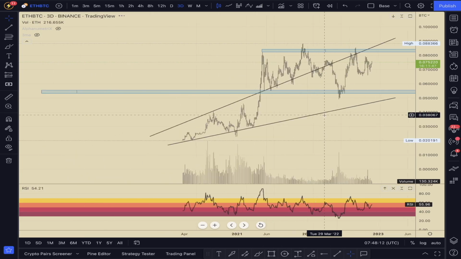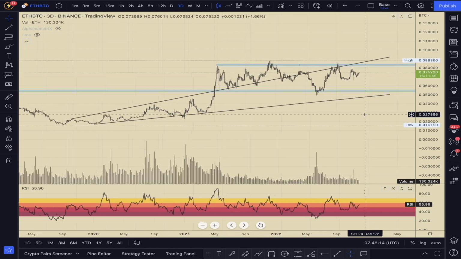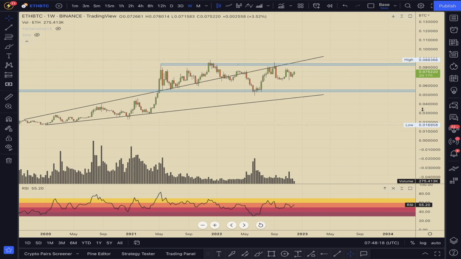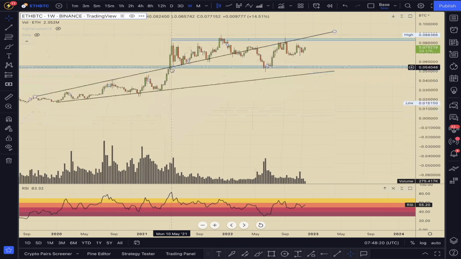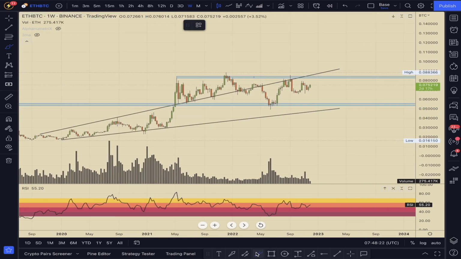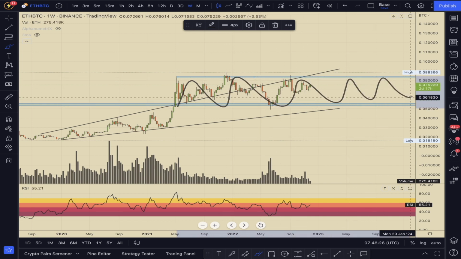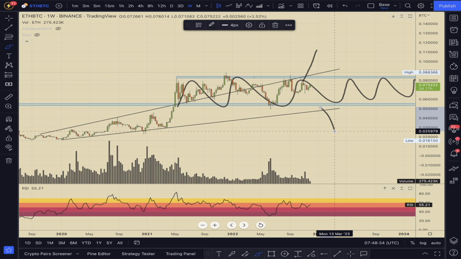Taking a look at ETH BTC, just more sideways chop. Let's actually go to the weekly chart on this one. More sideways chop. We are trapped between 0.05 BTC per ETH and 0.08 BTC per ETH. So the assumption is that the trend will continue. We will trade sideways through this range until there is either a break up or a breakdown.